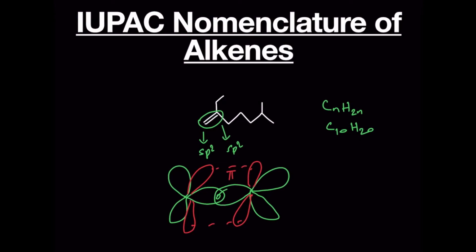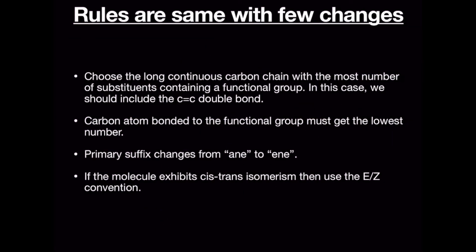Alright, let's do their naming. Naming alkenes is not very different from alkanes. The rules are quite similar. However, we need to consider a few additional points. The first one is to choose the longest continuous carbon chain with the most number of substituents containing a functional group. In this case, we should include the carbon-carbon double bond. We have to treat the carbon-carbon double bond as our functional group.